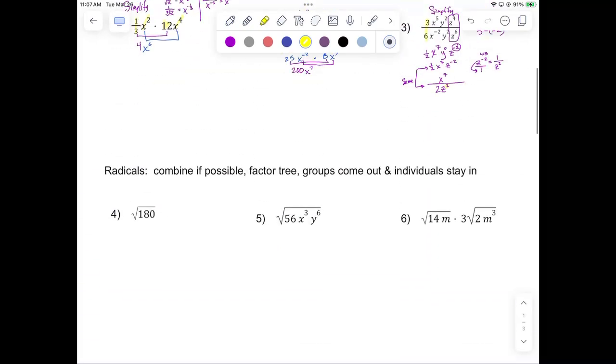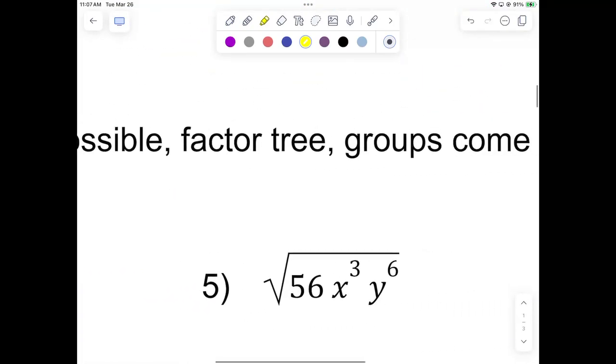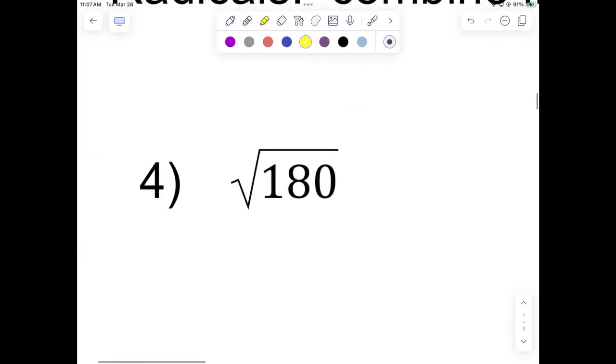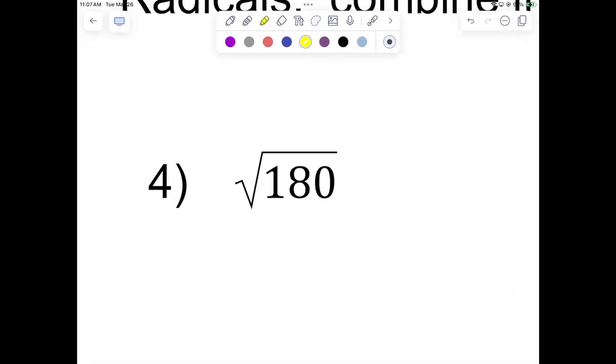All right, let's do radicals. Combine if possible. Factor tree groups come out. Reviewing simplifying radicals: if we have a radical number, we first look to see what the radical is. It's the square root, right? So I can write this number as 180 to the 1/2 power. I don't want to write it that way because we don't think in terms of fractional exponents just yet. They're new. So I'd rather have it as the square root of 180. I know how to take the square root of a number.